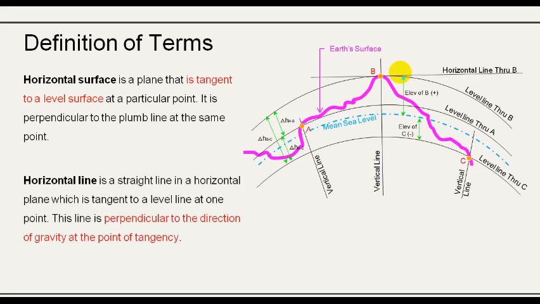While horizontal line is the line in a horizontal plane or the horizontal surface in which tangent to the line at one point. It is perpendicular to the direction of gravity at the point of tangency. For example, this point B, then a line which is tangent to point B is called horizontal line through B. So those are the various terms that we need to know in leveling.